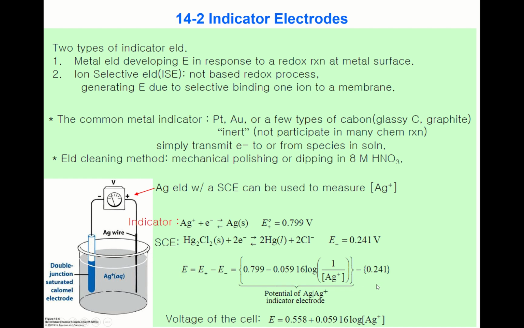And then the simplified one is E equals 0.558 volt. Yeah, this one: 0.799 minus 0.241 is 0.558 volts, plus, right, this constant times log silver ion concentration. I think this is the simplest case.